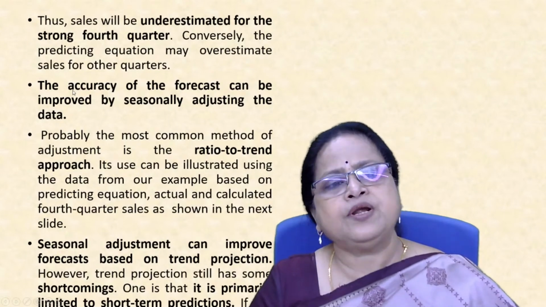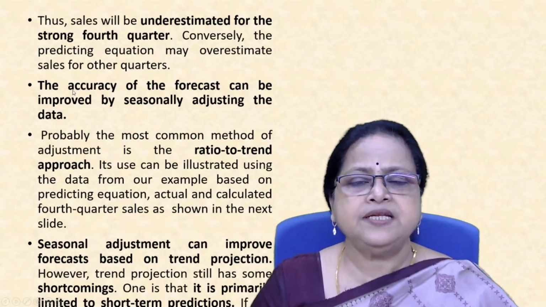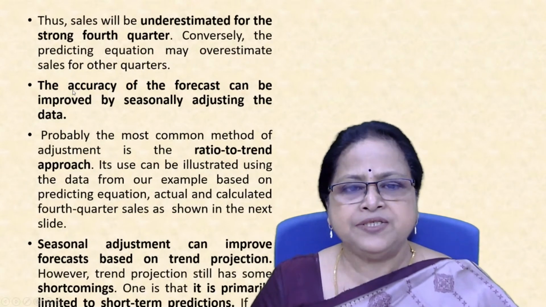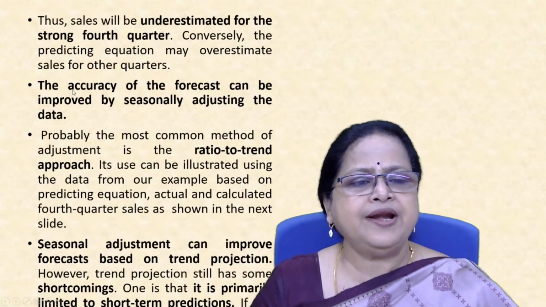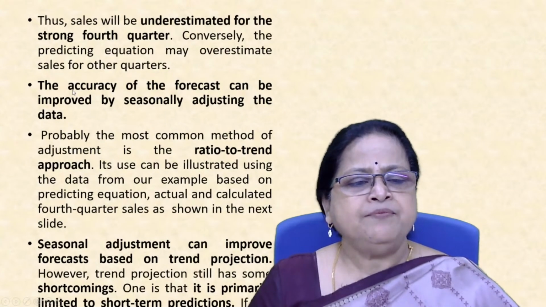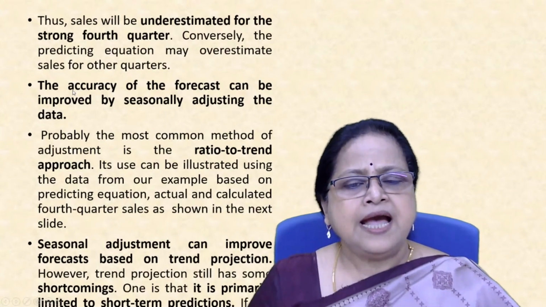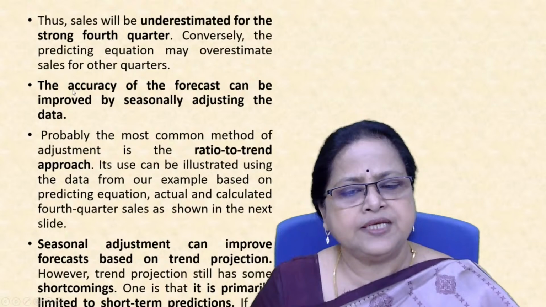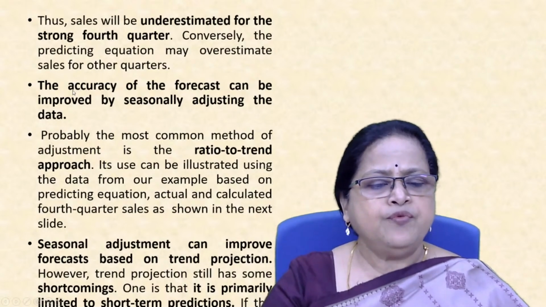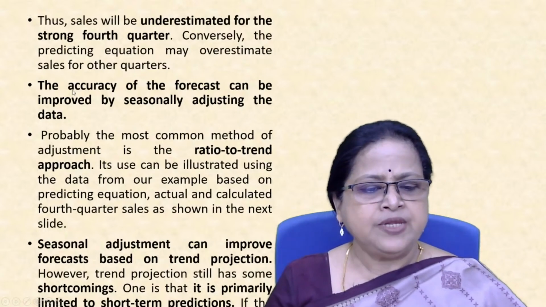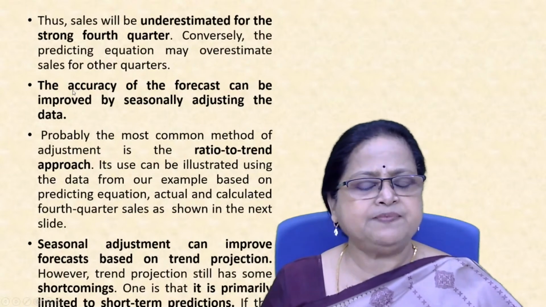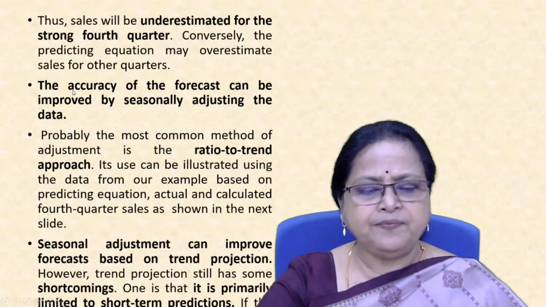So the accuracy of the forecast can be improved by seasonally adjusting the data. Probably the most common method of adjusting is the ratio to trend approach. Its use can be illustrated using the data from our example, based on the predicting equation, actual and calculated fourth quarter sales as shown in the next slide. Seasonal adjustment can improve forecast based on trend projection. However, trend projection still has some shortcomings. One is that it is primarily limited to short-term predictions.